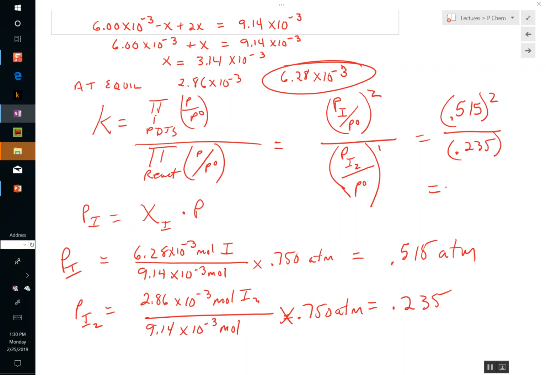Is that right? So our P naught is still 1 atm, and it's not just the original pressure, it's the pressure at equilibrium. Yeah, it's still one atmosphere. This is the total pressure at equilibrium, and we're just using that total pressure in these partial pressures. So the pressure of iodine is the mole fraction times the total pressure. So we're dragging along all these equations that we learned before.